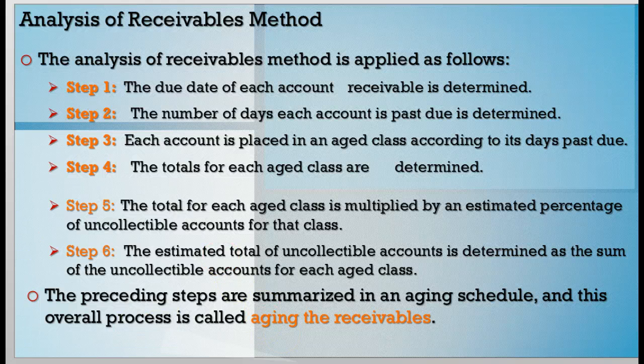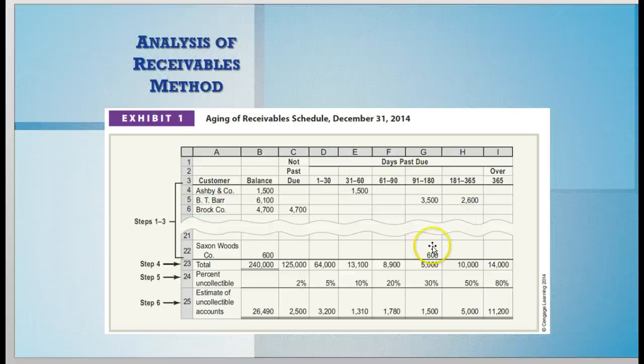So let's kind of look at this. So here you go. Okay, here's the balance, and this one's not past due yet. So you can see how they carry this out, and you'll come up with not past due, 125. There's a bunch of transactions in the middle here. So you'll lay this all out in columns. You'll come up with 125,000 that's not due yet, so 2% of those is probably going to be uncollectible.